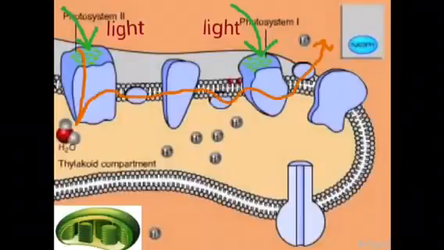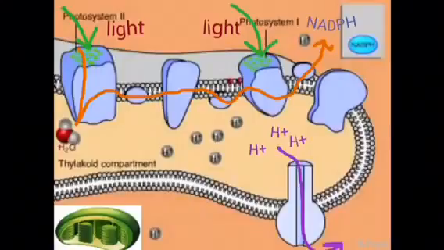At the same time, the water will be oxidized by the PS2, giving two electrons that would also move through the electron transport chain. The energy of these electrons will be used to create a hydrogen-proton gradient, which is later used to produce ATP. And by the end of this chain, the electrons are finally received by the NADP+, which is reduced to NADPH. There we go.